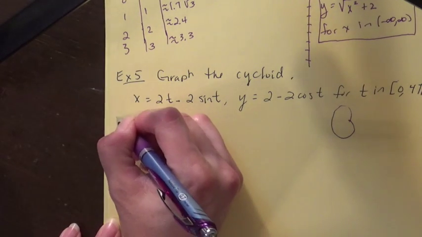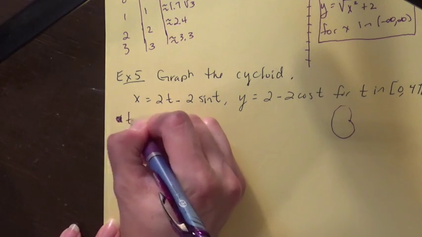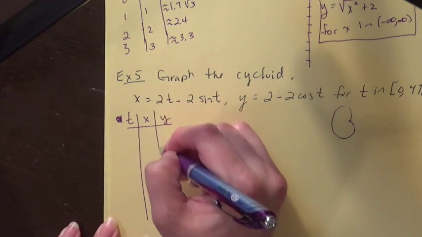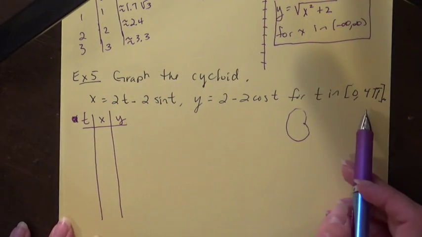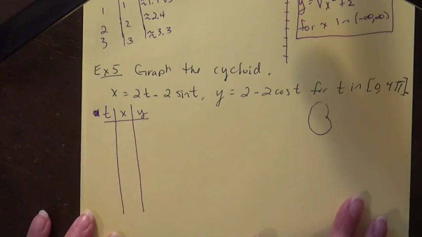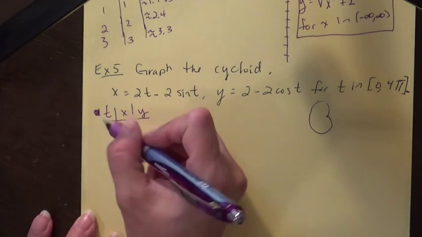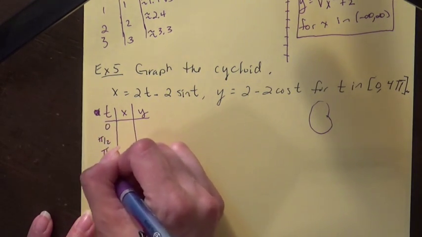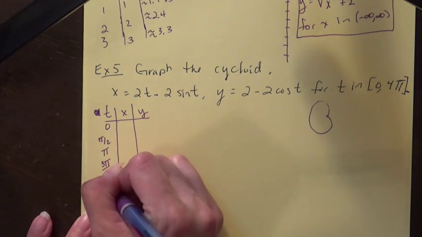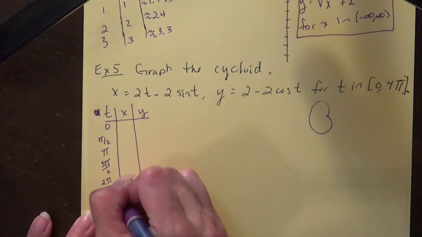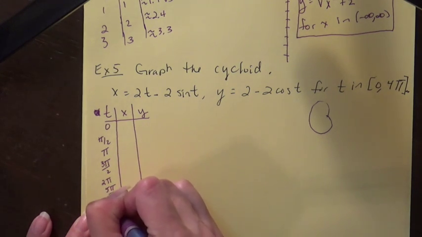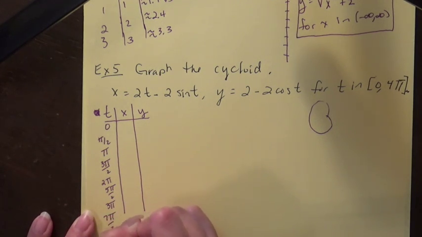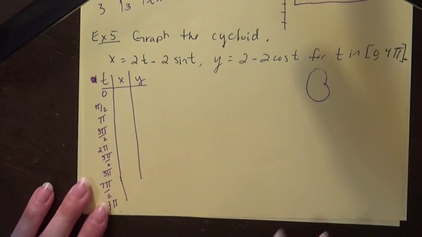Of course, you could still do the table. So you do a t column, an x column, and a y column. But you'll notice this time t goes from 0 to 4 pi. So to get a decent idea of what's going on here, you need to do 0, pi over 2, pi, 3 pi over 2, 2 pi, but you've got to keep going, 5 pi over 2, 3 pi, 7 pi over 2, and 4 pi. So it's a lot of calculations to do.